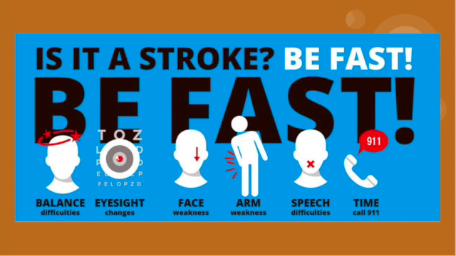And here's one of my favorite acronyms in the speech world. It's BE FAST, and this is for people who think that they could be experiencing a stroke. So is it a stroke? You need to be fast. And here are things to look for. Balance difficulties, your eyesight changes, your face weakens, arm weakness, speech difficulties, and then the last one's time, just because if you're experiencing a stroke, it's important to call 911 immediately and seek medical help.